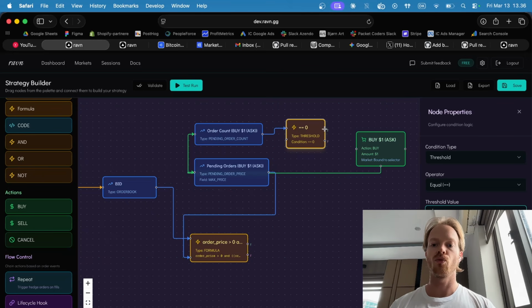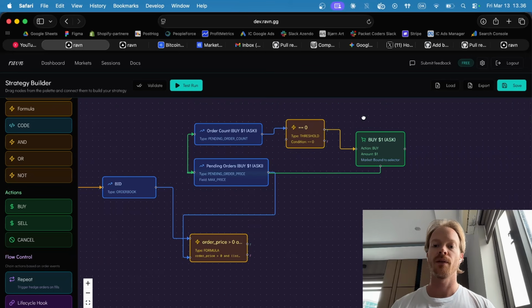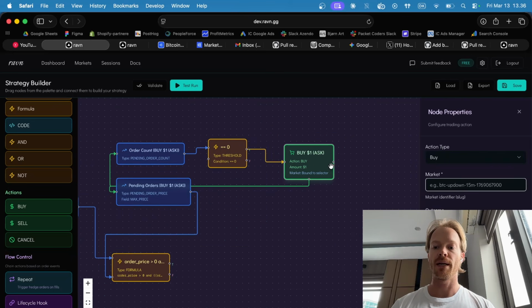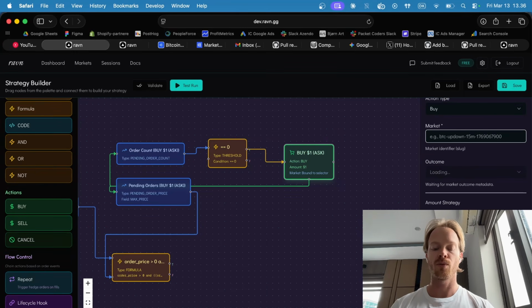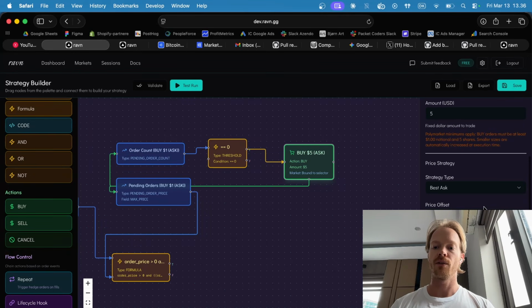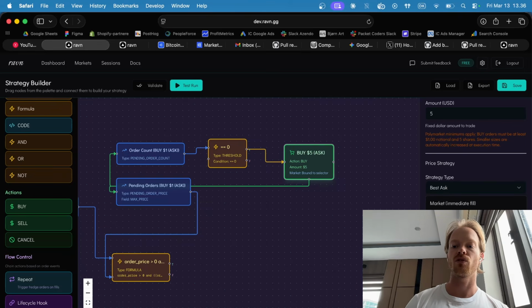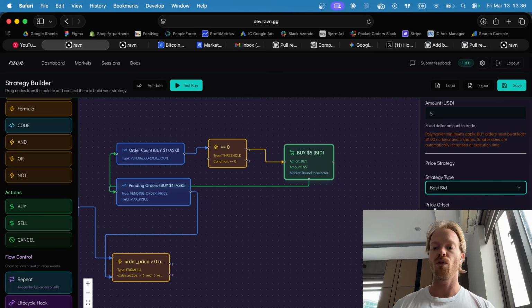So I can drag the true condition over to the action, and that's when we actually start to buy. And then we need to set the amount. So let's just put $5 for the sake of example here. And then you need to select the strategy type. Now, since we want to do a resting order, we have to select the best bid. You can also do best ask. You just have to think about the price offset.